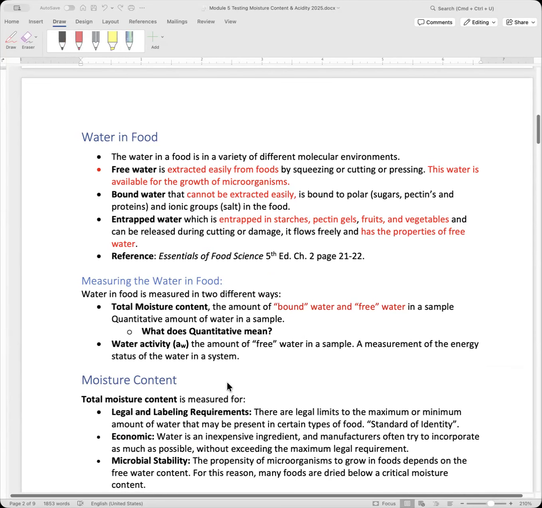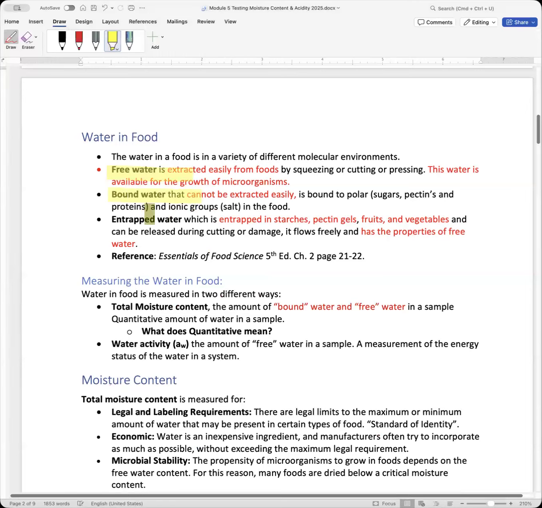So I want to start with water because water in food is probably one of the most important elements, right? So the water in food can be in three different ways. It can be free water. And a good way to think about free water is like a sponge: if you squish it out, water that comes out, that's free water. Whatever you can squeeze out, or if you press it or cut it, that water is free. And of course, it's available for microorganisms.